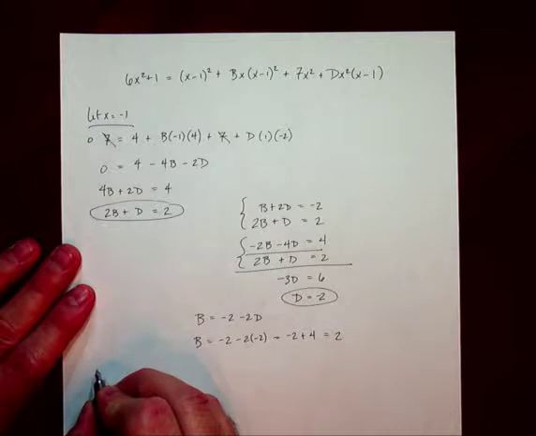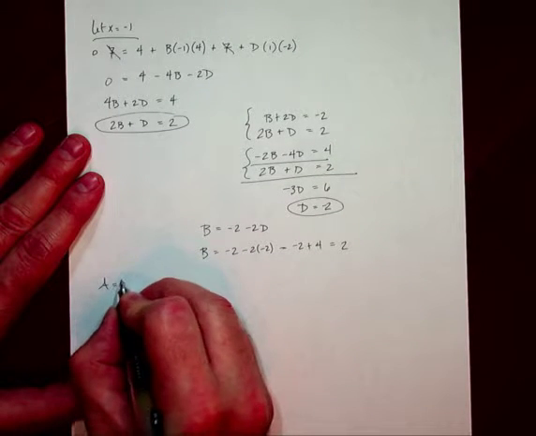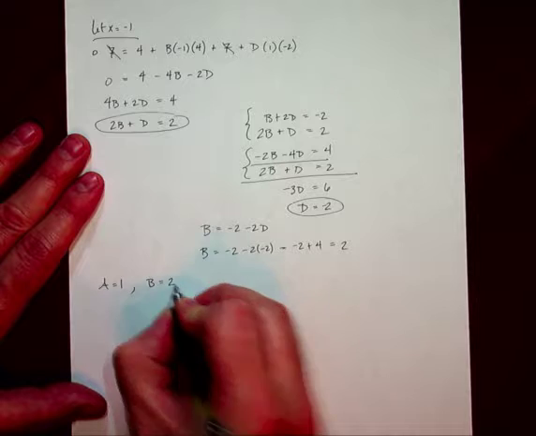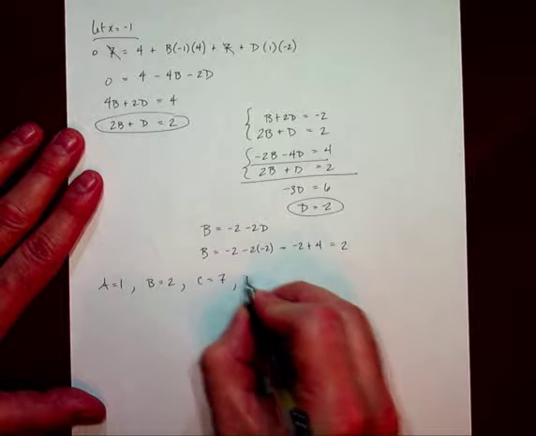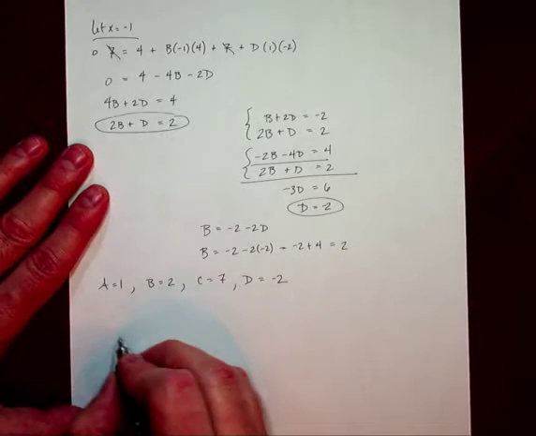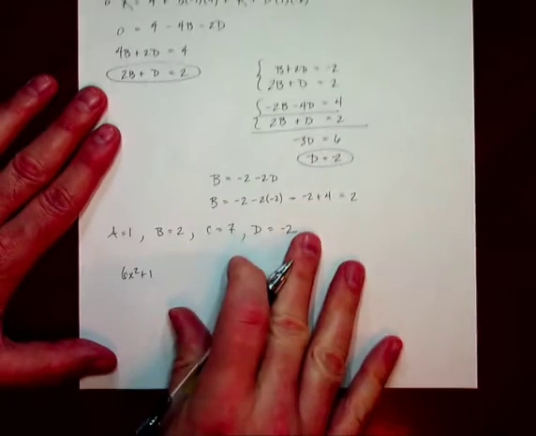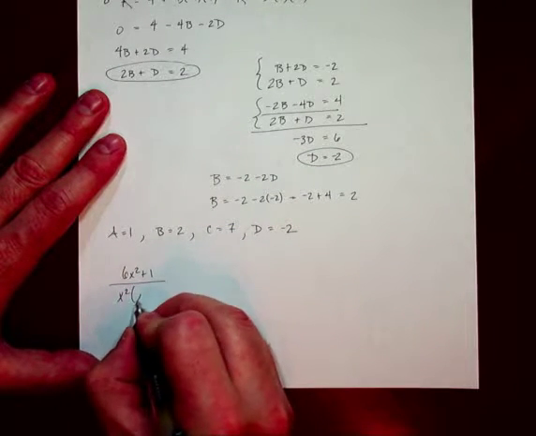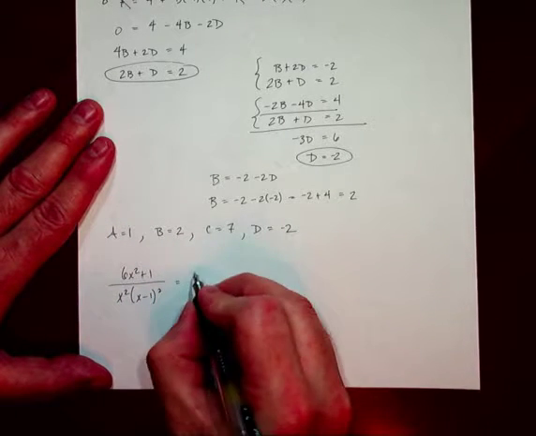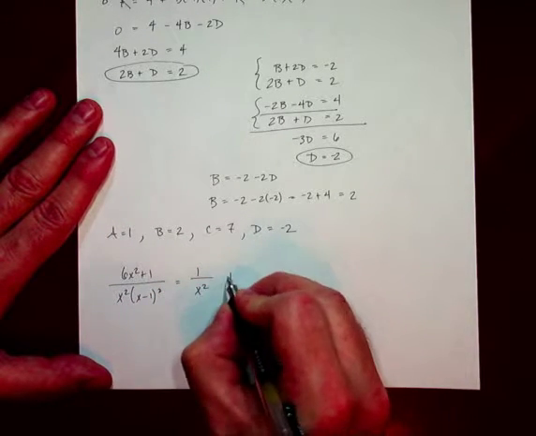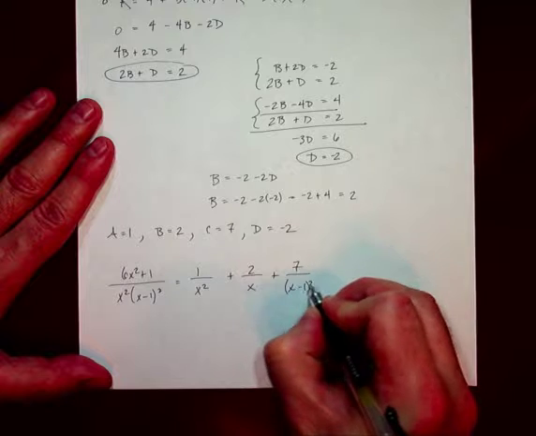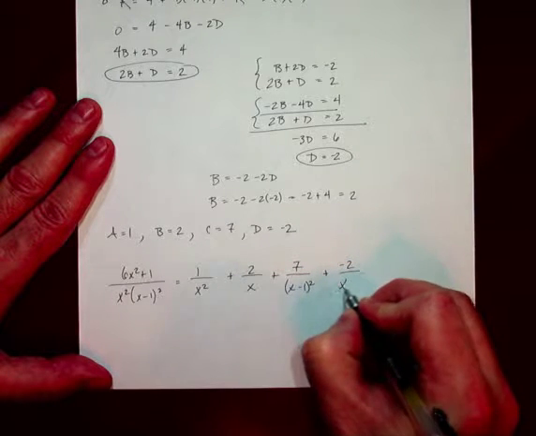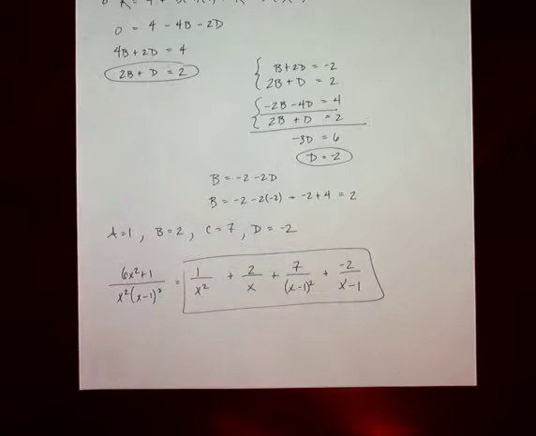So from the previous page, remember, a was equal to 1. Now I have b is equal to 2. From the previous page, I had c is equal to 7. And now I have d is equal to negative 2. And that means that (6x squared plus 1) over x squared times (x minus 1) squared is 1 over x squared plus 2 over x plus 7 over (x minus 1) squared plus negative 2 over (x minus 1). And unless I made an arithmetic mistake somewhere in there, which I don't think I have, that is my decomposition.